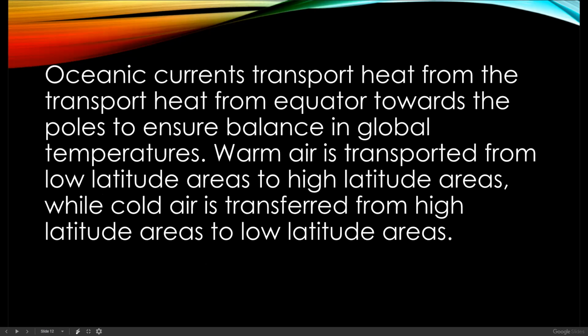Warm air is transported from low latitude areas to high latitude areas, while cold air is transferred from high latitude areas to low latitude areas. Okay, why? Why do you think so? That the warm air is transported from low latitude to high, and the cold air is transported from high latitude to low. Why do you think so?